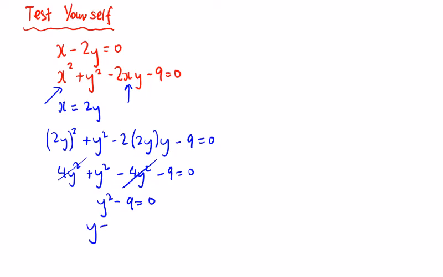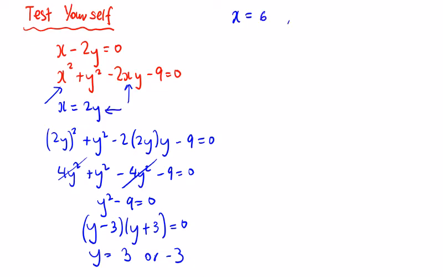So you should get (y minus 3)(y plus 3), difference of two squares. So y is equal to 3 or minus 3. So x is equal to 2 times these values. So x is equal to 6 or minus 6. So when x is equal to 6, y is 3. And when x is equal to minus 6, y is equal to minus 3.